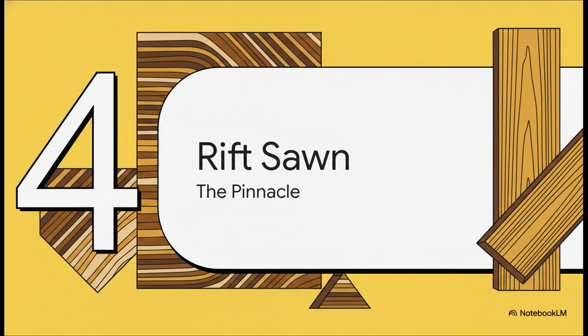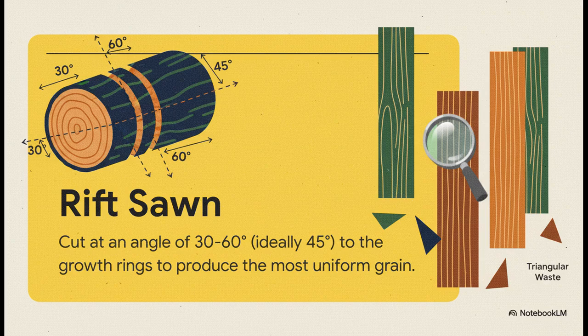And now, we've arrived at the top of the mountain, rift sawn. This is the premium cut, really engineered for the ultimate stability and that super clean modern aesthetic. Okay, so rift sawing is definitely the most complex of the bunch. The log is still quartered, but then the cuts are made at this very specific off-axis angle, ideally right around 45 degrees. This precise angle is designed to do one thing really well: produce the straightest possible grain while actively avoiding the ray flex you get with quarter-sawn wood.